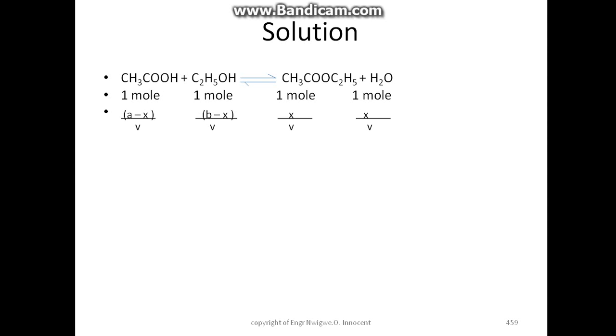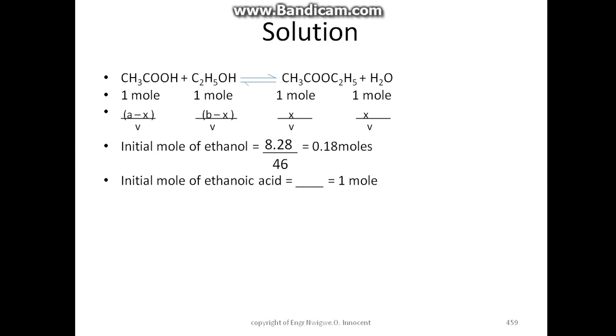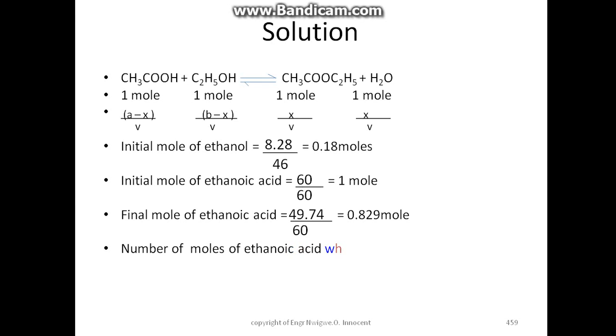Initial moles of ethanol is equal to 8.26 over 46, which is equal to 0.18 moles. Initial mole of ethanoic acid is equal to 60 over 60, which gives us 1 mole. Final mole of ethanoic acid is equal to 49.74 over 60, which gives us 0.829 mole. Number of moles of ethanoic acid which has reacted is x, equal to 1 minus 0.829, which gives us 0.171.